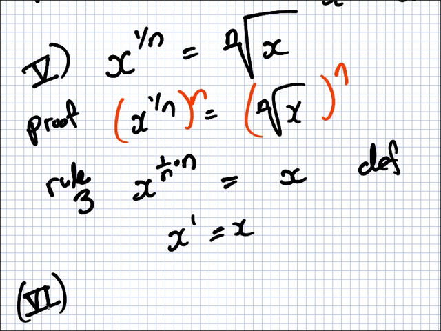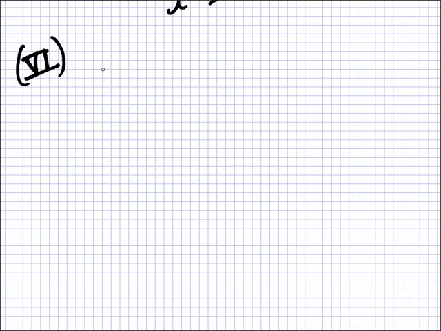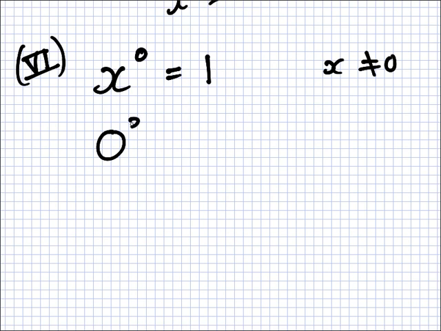Okay, rule 6 is more just a couple of clarifications. So, x power 0 will equal 1, provided that x is not 0. 0 power x will equal 0. Again, we're not allowed to use x as 0. 1 power x, obviously 1.